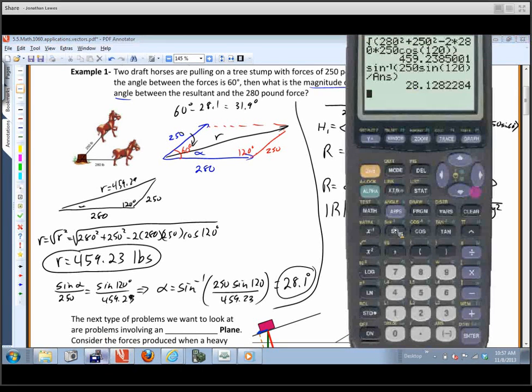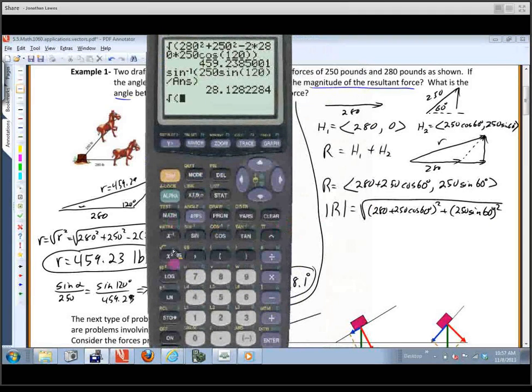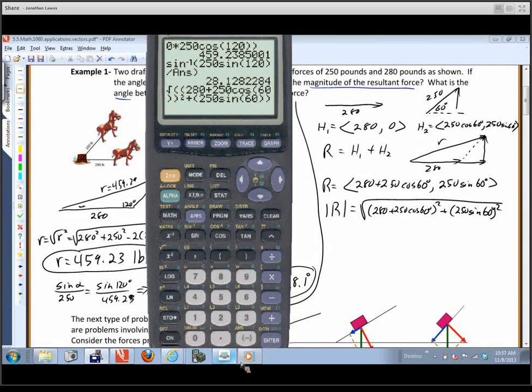Now, if we did this right, it better end up being the same answer. So let's see what we've got here. We're going to have a big square root, and then we've got 280 plus, let me start another set of parentheses here. So this is going to be parentheses, 280 plus 250 cosine 60 degrees, close the parentheses, and then we're going to square that. So I started again and closed it, and then we're squaring. And then we're going to add, start a set of parentheses, 250 sine 60 degrees, close the parentheses because that's that entire quantity.